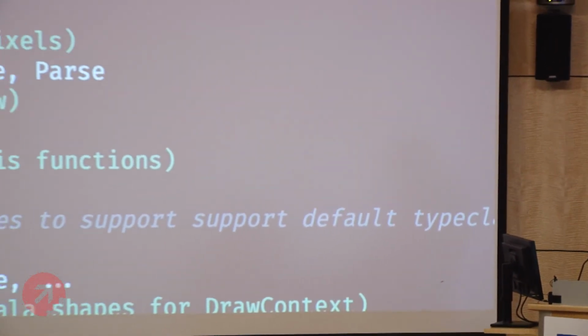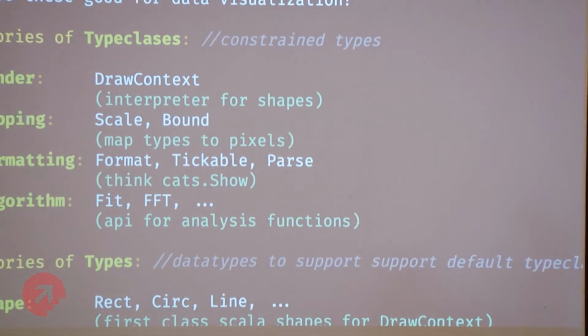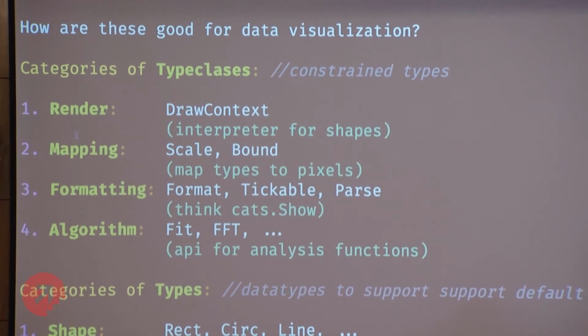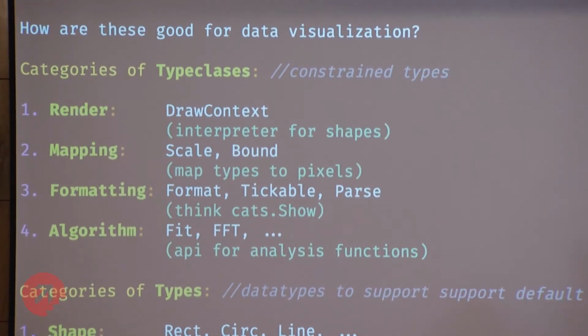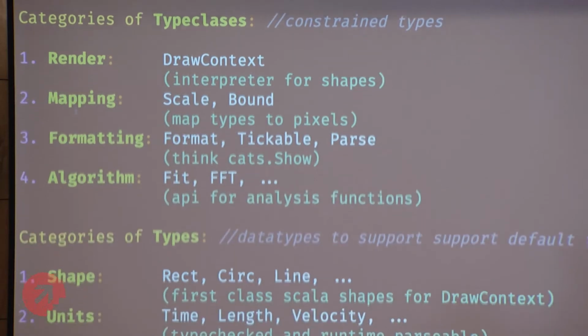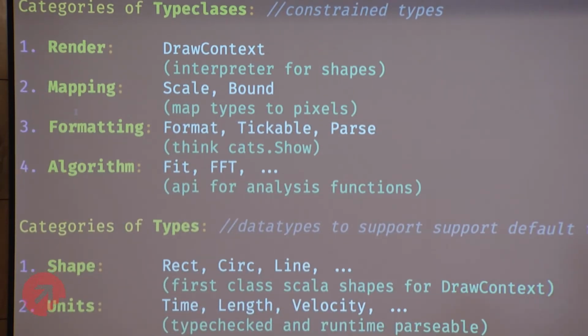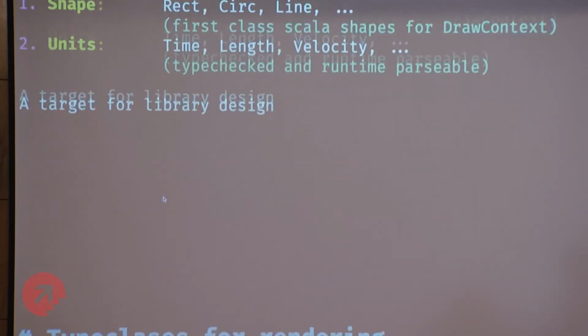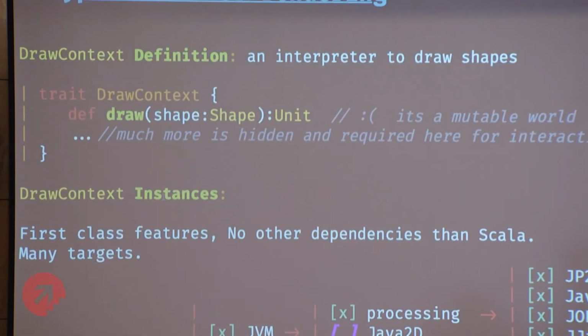So here are some of the type classes that I kind of fell into. It's kind of evolved and you discover these things. So the main purposes of the visualization are rendering, drawing your shapes to the screen, and then mapping, because you get some data and you want to map it to some pixels. And then formatting, showing your data as text if you need to label it, and then different algorithms. And then I also have a bunch of different types that are not type classes themselves, but I have default instances for these types of data so that they can be used for the visualization.